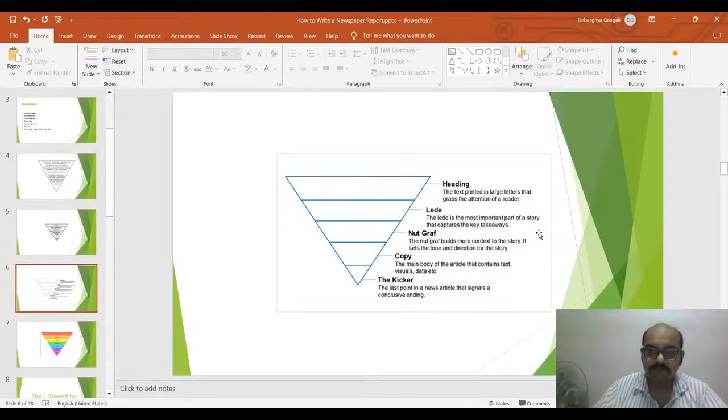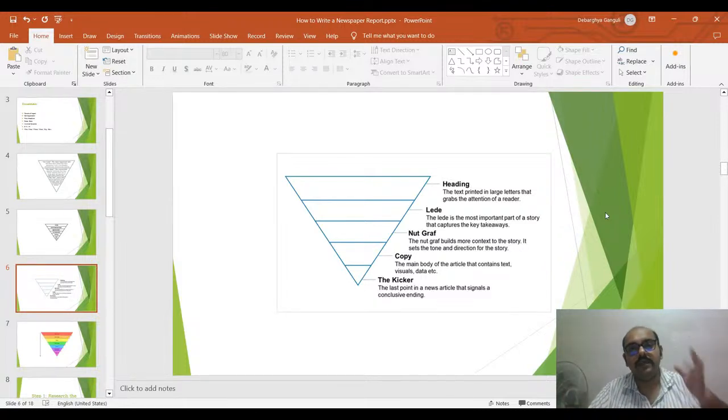Okay, so look, again the same thing. Heading: the text printed in large letters that grabs the attention of the reader. Then we have the lead, the most important part of the story that gives the key takeaways. Then we have the nut graph. The nut graph usually happens in larger news houses. The nut graph basically builds up the story. It creates a context, a background to the story, and it sets the mood and the tone in which the story will go and grow.